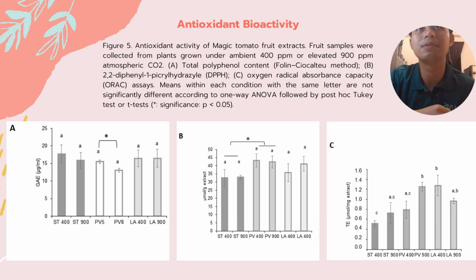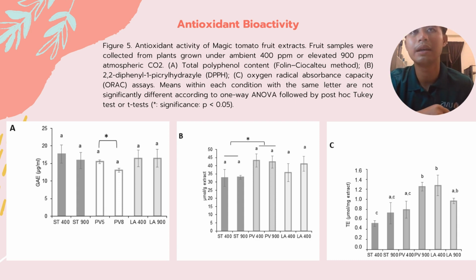The next graph is for antioxidant bioactivity. Fruit samples were collected from plants grown under ambient 400 ppm or elevated 900 ppm CO2. A is for total polyphenol content, B for 2,2-diphenyl-1-picrylhydrazyl, and C for oxygen radical absorbance capacity, or ORAC.